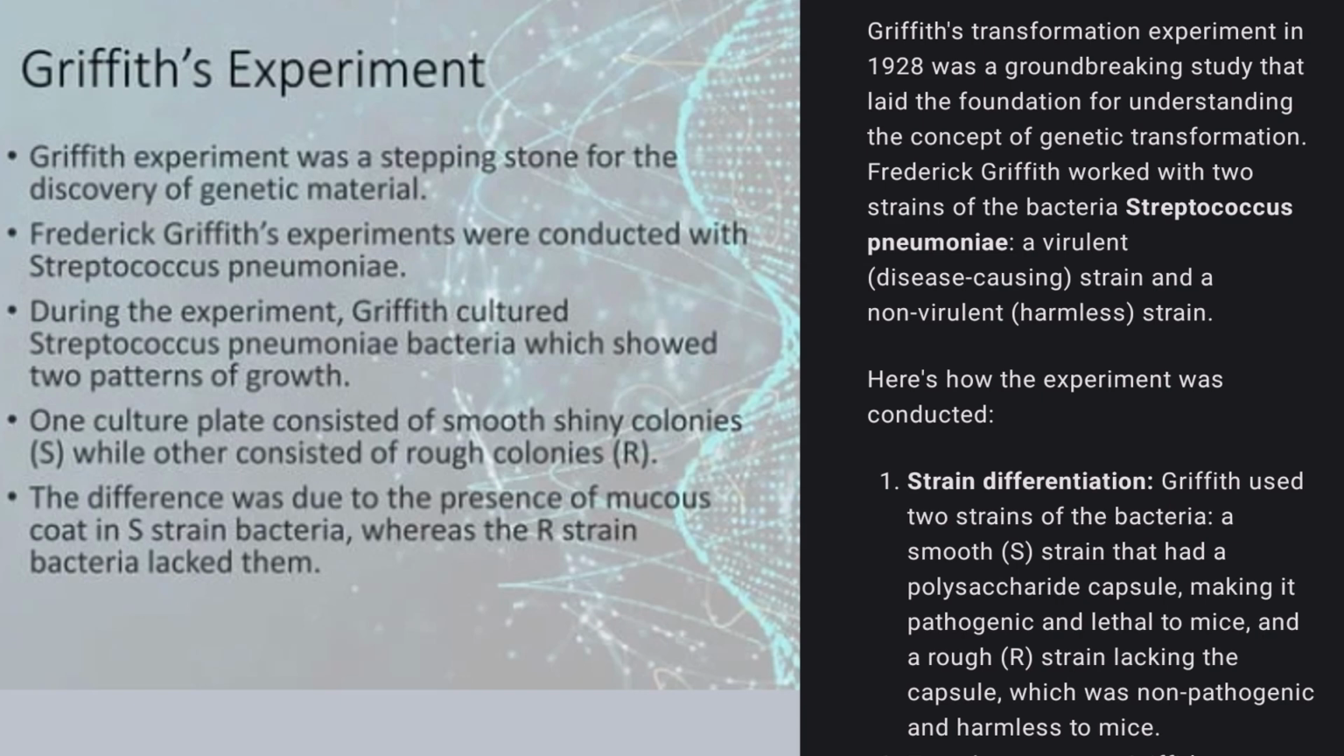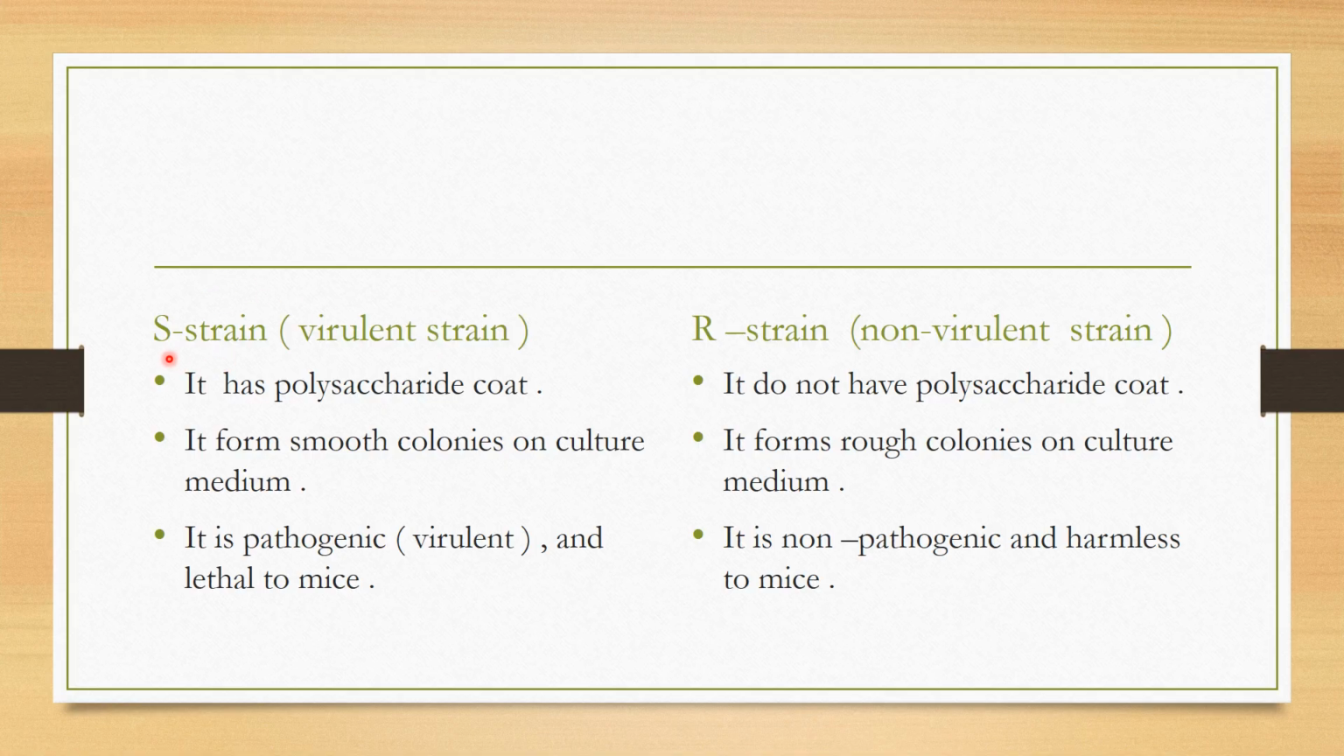The first experiment that we study in this regard is Griffith's experiment. Frederick Griffith performed this experiment, and he used a bacterium named Streptococcus pneumoniae, also called pneumococcus. He used two types of strains of Streptococcus pneumoniae.